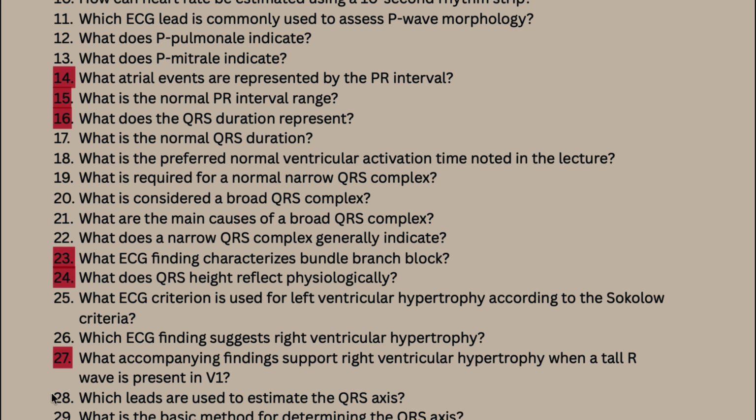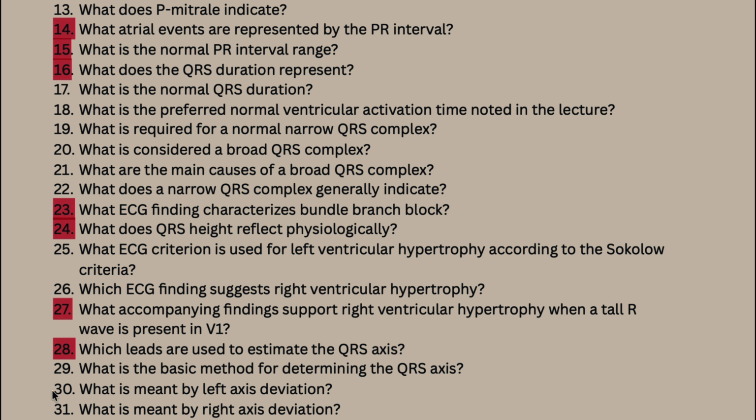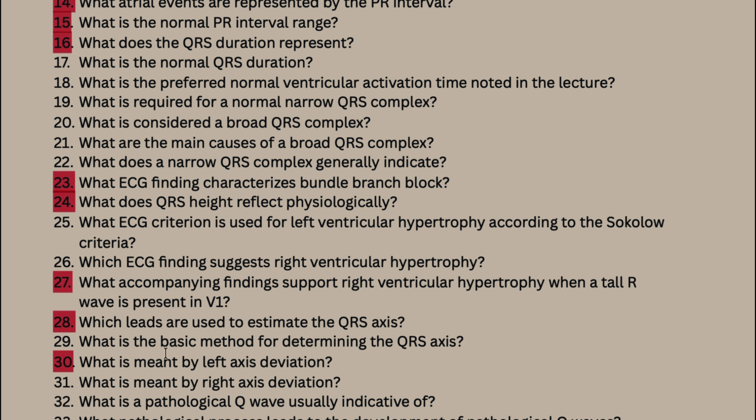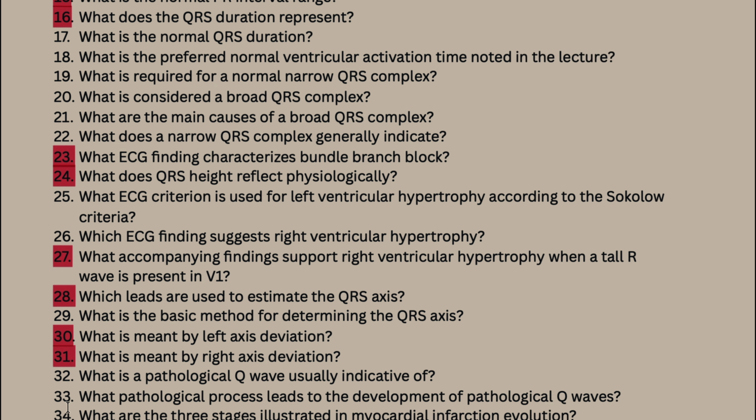Let's look at question 28 to question 30. For this, the QRS axis. The QRS axis is estimated using lead 1 and lead aVF. Determine whether the net QRS deflection is positive or negative in each lead, then combine the information to estimate the overall direction of ventricular depolarization. A leftward deviation of the QRS vector is termed left axis deviation, whereas a rightward deviation is termed right axis deviation.